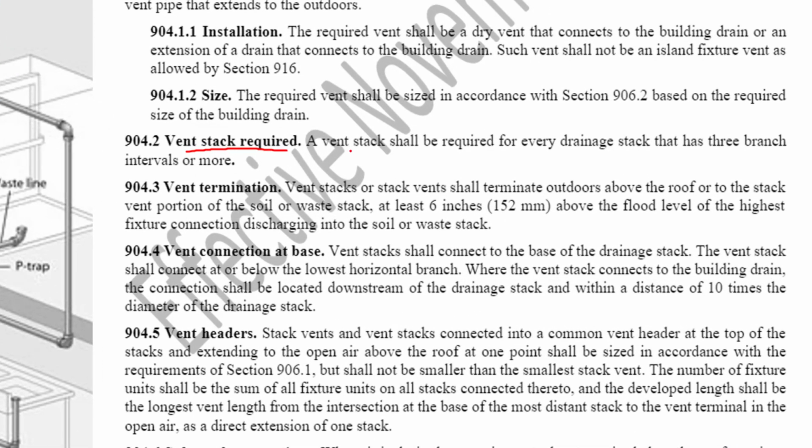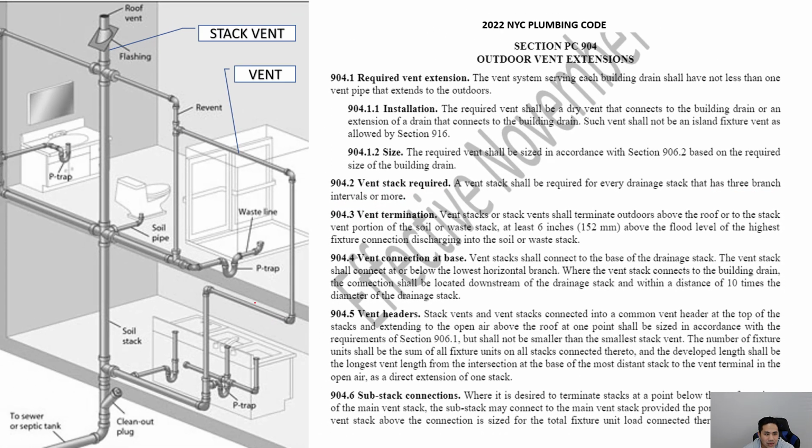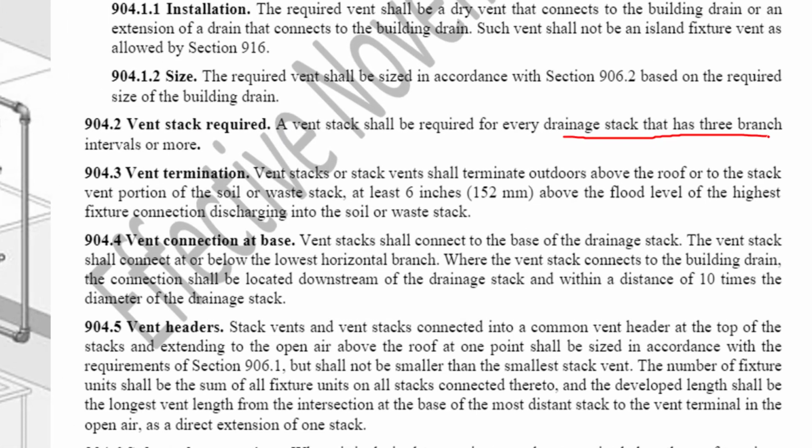Vent stack required. A vent stack shall be required for every drainage stack that has 3 branch intervals or more. So in this case, this is considered a branch interval. Basically, one floor can be considered a branch interval. Most of the time, that is the case. So in this case, we have 2 branch intervals, right? And in that case, we do not need a vent stack, since it is only required for every drainage stack that has 3 intervals or more.